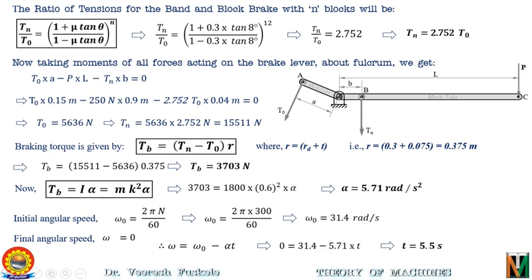So these are the two numericals which we have solved, in which you have learned to calculate the least force that should be applied on the lever, and also how to calculate the braking torque, the angular retardation, and the time taken by the system to be stationary. So I hope you have understood how to make the various calculations in case of band and block brake, and I wish you to practice some more problems from your textbook, and in case of any doubt, please feel free to contact me.